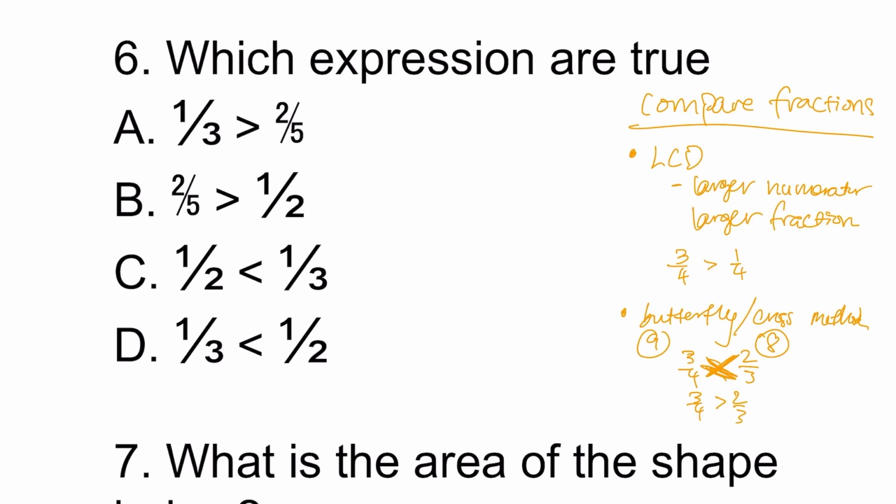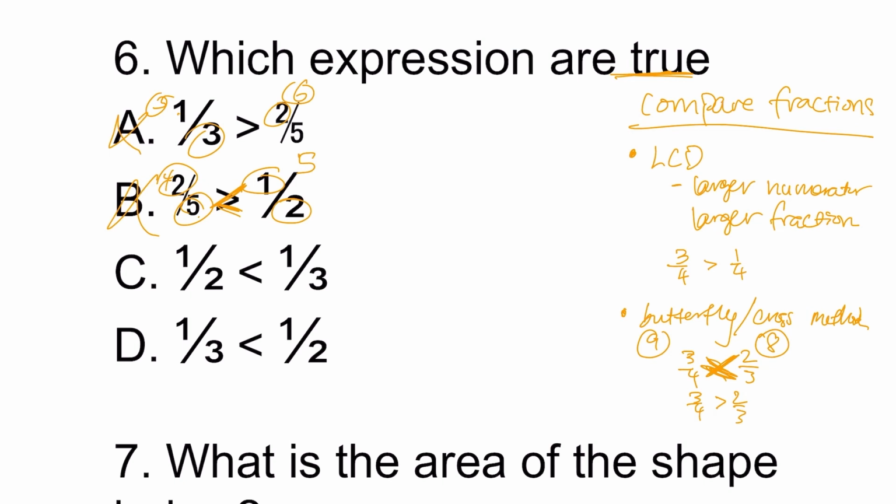So in this case, the cross method is probably the best. That is a lot less work than the other ones. So you would multiply 3 times 2, which is 6. 1 times 5 is 5. So choice A is wrong because you're looking for one that's true. Next for part B, 2 times 2 is 4, and then 5 and 1 is 5. So in this case, again, this is wrong. 5 is bigger than 4.